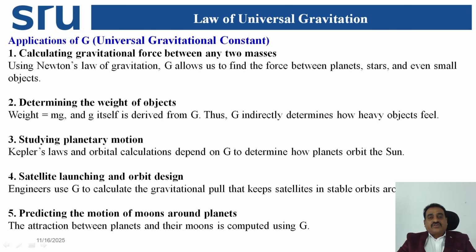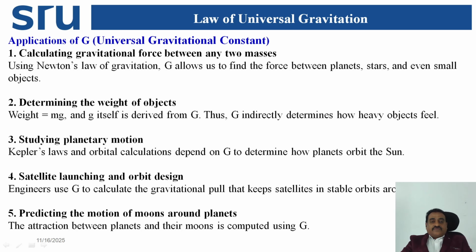So, applications of capital G. For calculating gravitational force between any two masses, capital G is compulsory. We are using Newton's law of gravitation. The universal gravitational constant allows us to find the force between planets, stars, and even small objects.